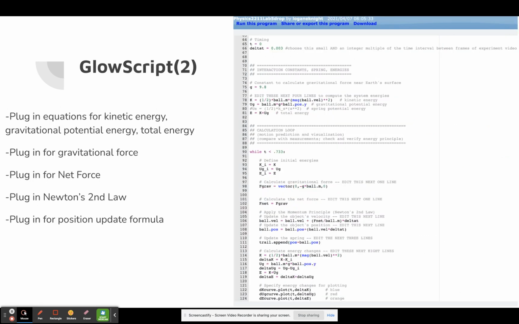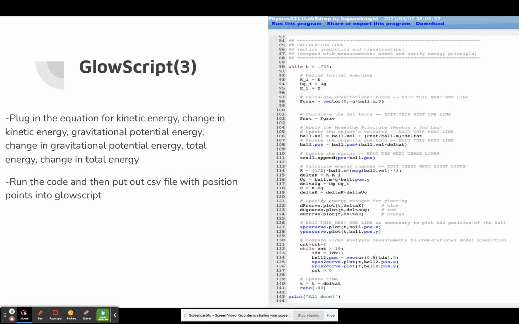For page 2, I plugged in equations for kinetic energy, gravitational potential energy, total energy, gravitational force, net force, Newton's second law, and the position update formula. And for page 3, I plugged in again our energy equations as well as our change in energy equations. Then I was able to run my code and put the CSV file into the GlowScript code to transfer those position points into the code.